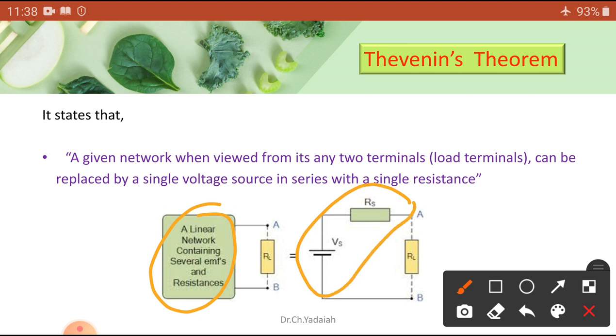Okay, so here, this load, it is Thevenin's law. So we can say here, Vs is the source voltage, that is V Thevenin. Rs is R Thevenin. Now let us see this one.